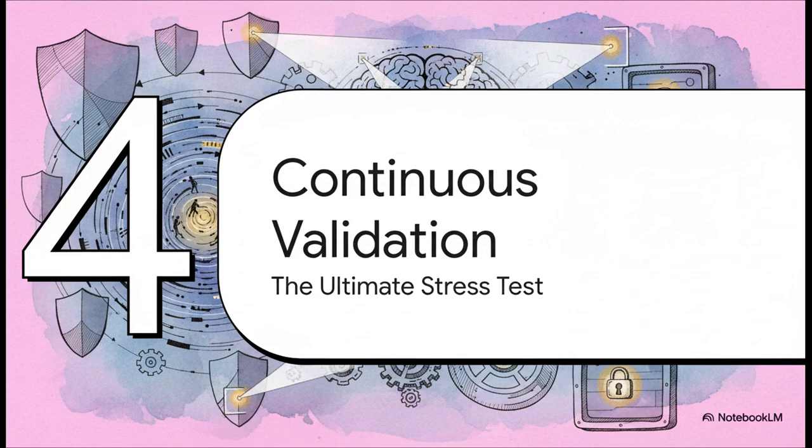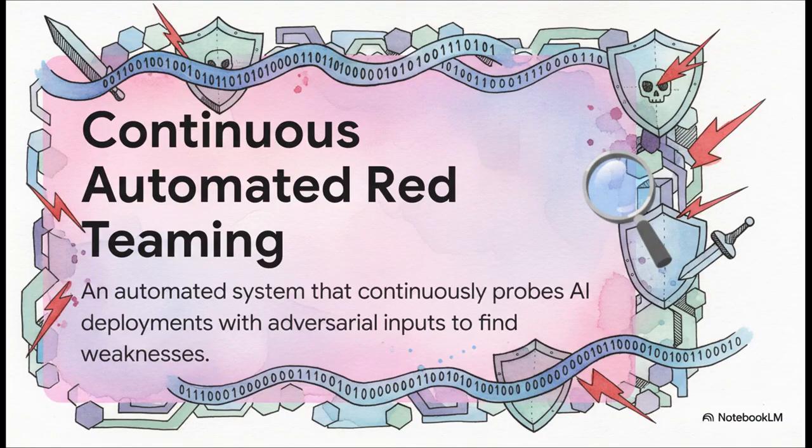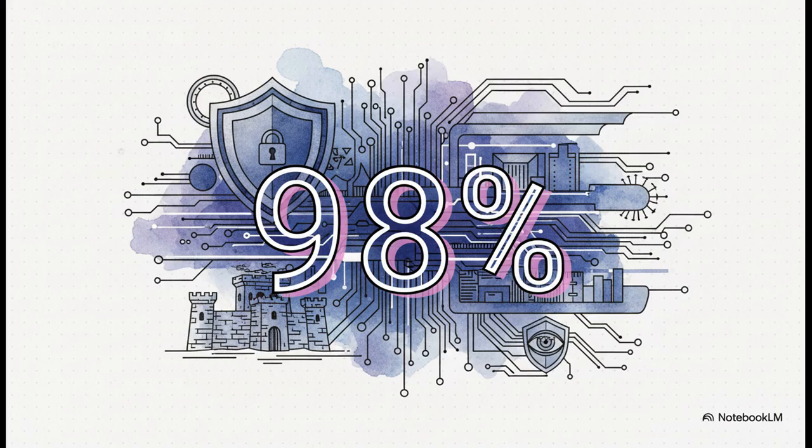Okay, so we've built our walls, we've secured the core, we're done, right? Not even close. Security isn't a one-time setup. It is a continuous process. We need to be constantly stress testing our own defenses. And that's where continuous automated red teaming, or CART, comes in. This is a total game changer. Forget about testing your AI once or twice a year. CART is an automated system that is relentlessly, 24/7 attacking your AI. It uses the latest techniques to find weaknesses in real time so you can fix them before anyone else finds them.